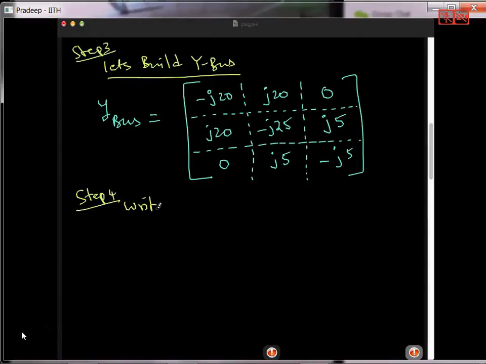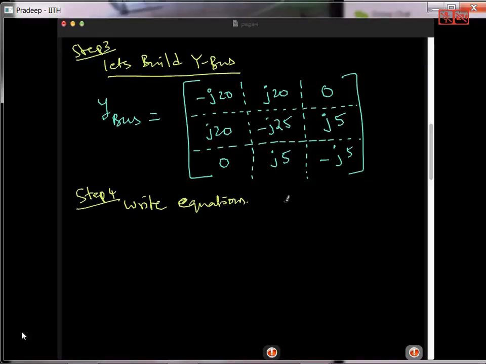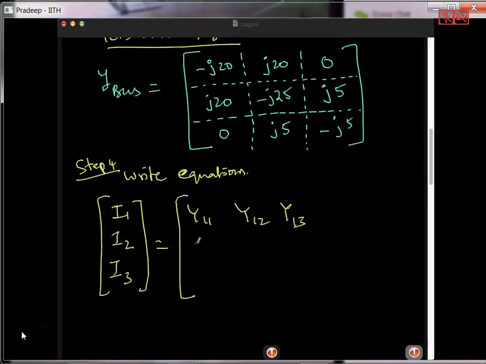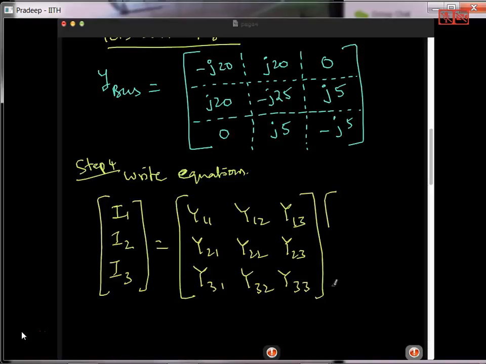So write equations. So what do we get? So I get like this: I1, I2, I3 equal to Y11, Y12, Y13, Y21, Y22, Y23, Y31, Y32, Y33 multiplied by V1, V2, V3.